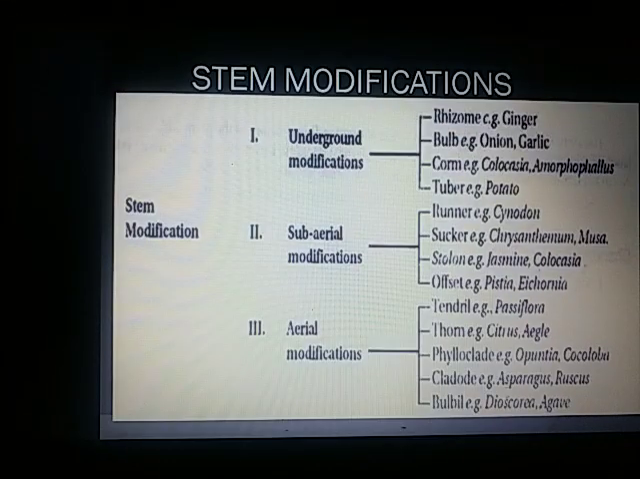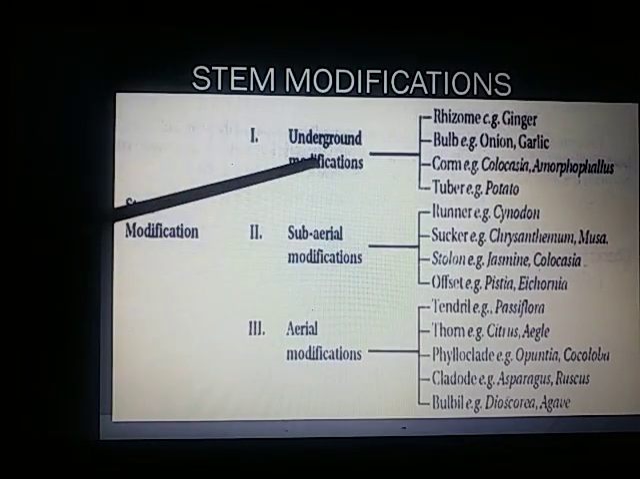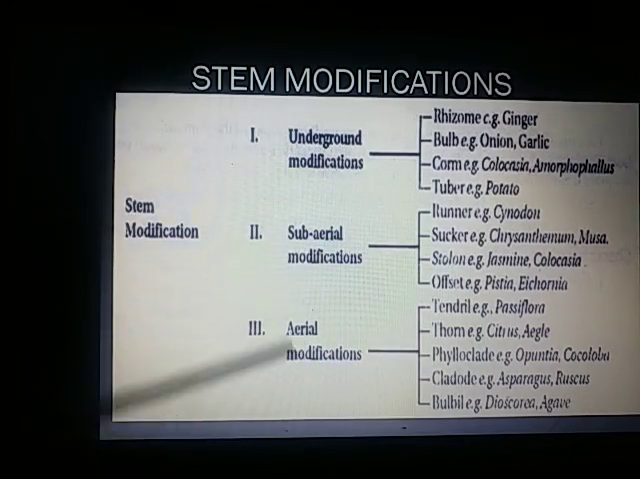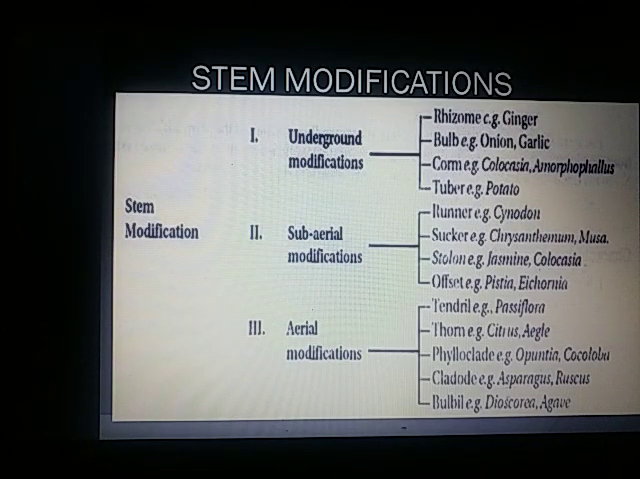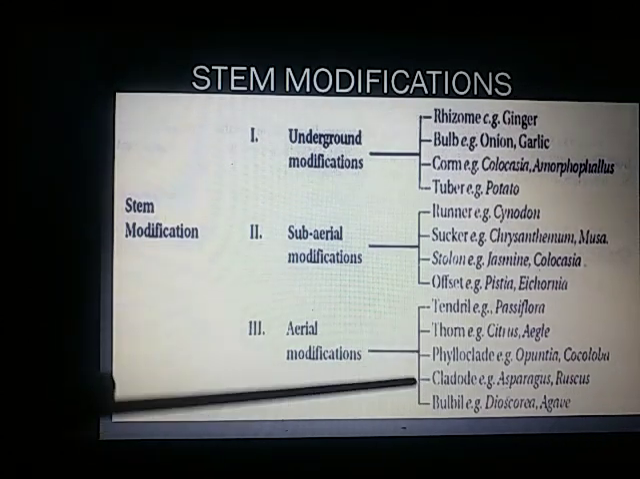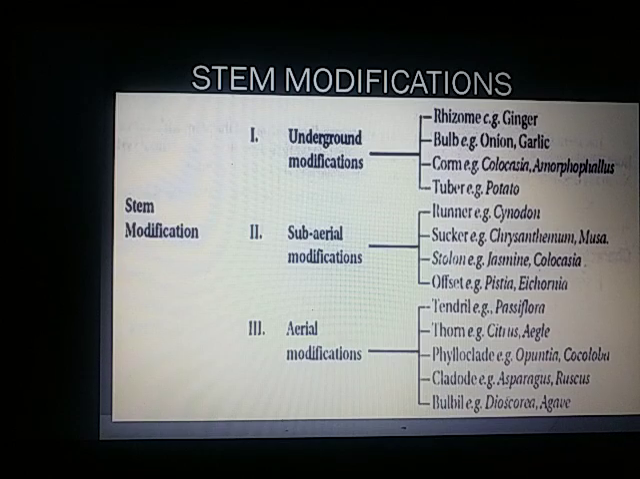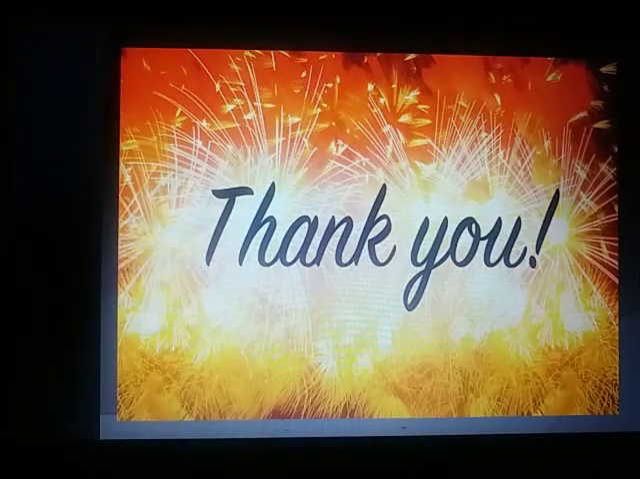So thus we have seen the various types of stem modifications, my dear students. As I said, underground stem modifications, subaerial stem modifications, and aerial stem modifications, and they have various types once again under them, and we got the list of examples. This is all about stem modifications.